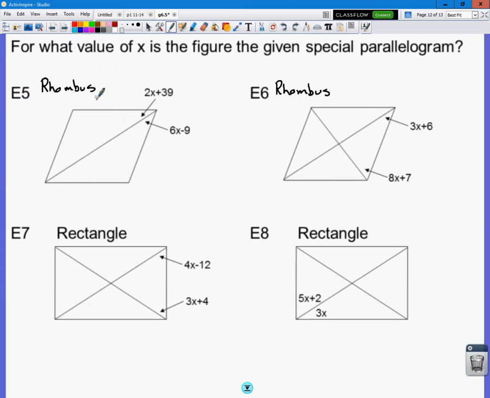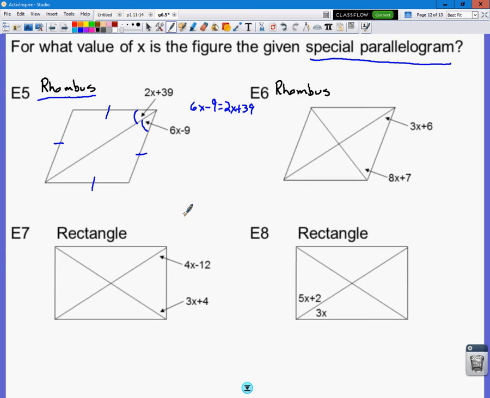Okay. In example 5 and example 6, notice they're talking about a special parallelogram. So in order to do example 5, you had to know that this is a rhombus to start with, or you can't do it. If, in fact, this is a rhombus, what would I know about the two angles where they've given me information? They're equal to each other. And if two things are equal to each other, we simply set them equal to each other. And we solve for that variable.